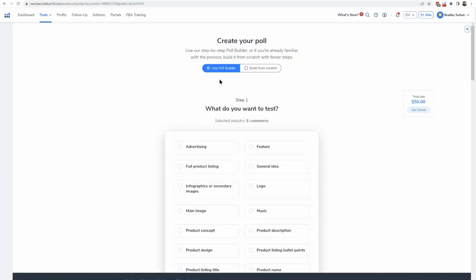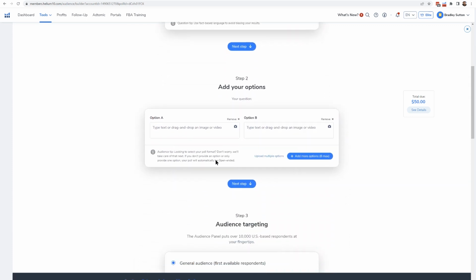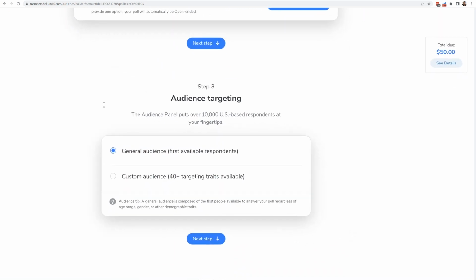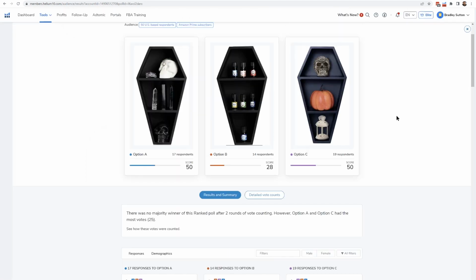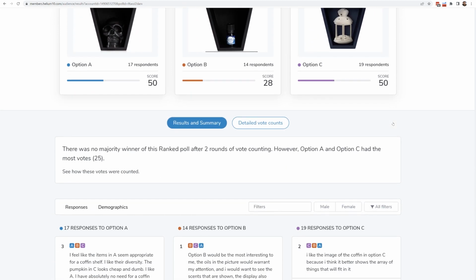So just go right into Helium 10 Audience, and then you're going to create a poll. I like doing it from scratch. All right. And I ask the question, I put in the options, and then I can even do audience targeting where I'm like, you know what? I want the ones to answer this question to be females from the age of 25 to 45 who are Amazon Prime members. And like, here's an example of like, hey, which main image of a coffin shelf would make you most want to click it if you saw it in the search results.